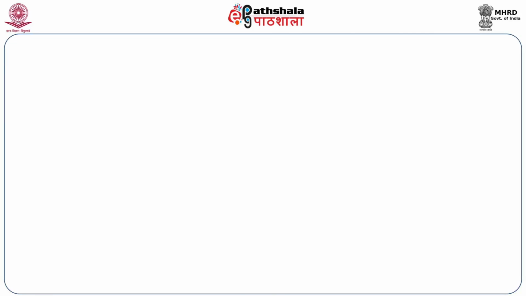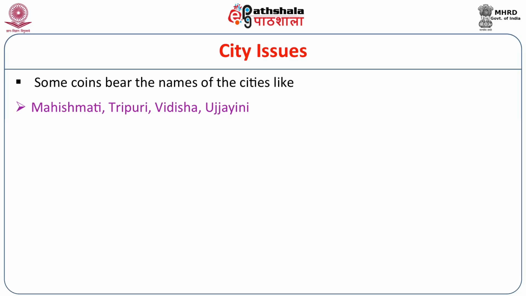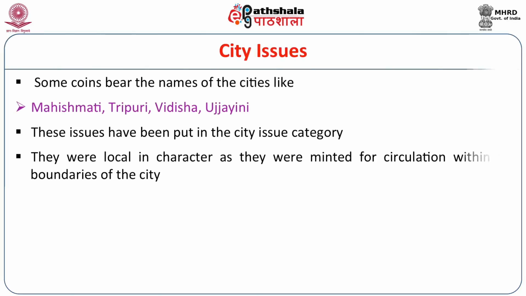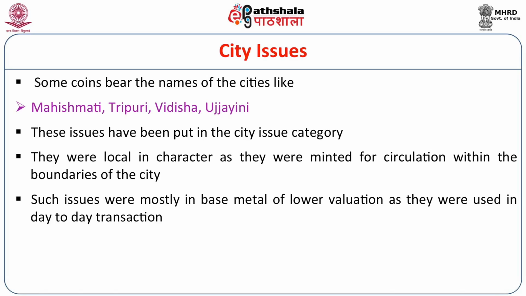Now let us come to the city issues. These were the coins which were minted in particular cities, and we know this because they bear the name of the cities in Prakrit. These cities were like Ujjaini, Kosambi, Tripuri, Mahishmati. In the coins of Tripuri, you will find the legend Tipuri. In the coins of Ujjaini, you will find the name in Prakrit as Ojini. So these can be attributed to the cities. The question which arises is, who were minting these city issues? Probably the traders in the cities minted these coins, and that is why they bear the name of the cities instead of the name of the rulers or issuing authorities.